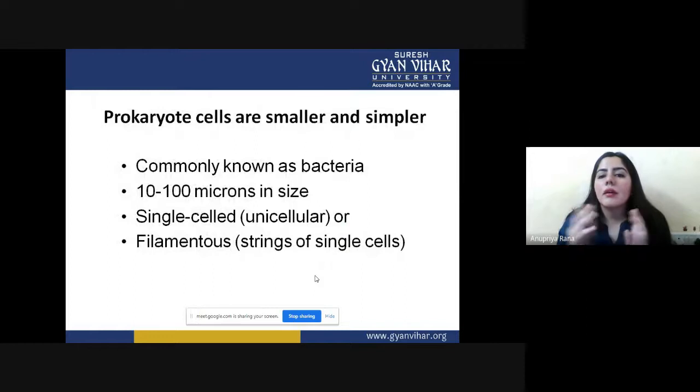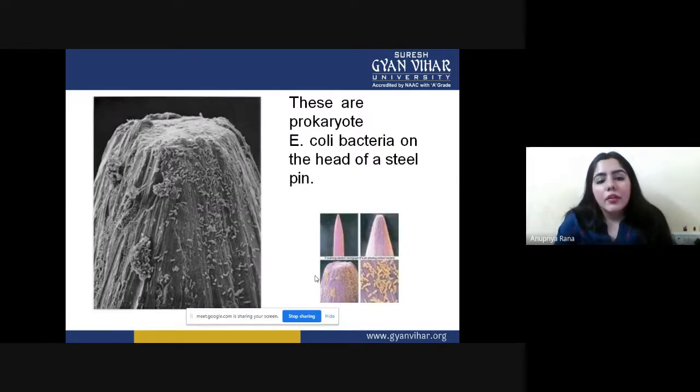So this is the cell outlook of a prokaryote cell. You can see a microscopic diagram, basically an SEM image. These are prokaryote E. coli bacteria on the head of a steel pin. The steel pin is a very pointed, tiny thing, and you can see thousands of E. coli bacteria present on just one tip. So now you can imagine how small they are in size.